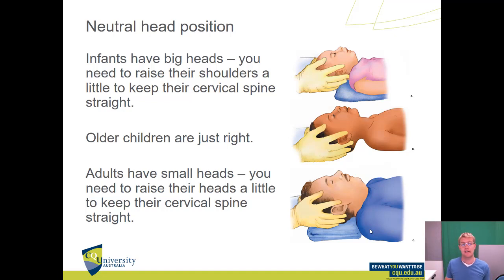Now, older children are anatomically perfect to just lay on their back. They're nicely balanced. Adults tend to have relatively small heads compared to their body. So you do the opposite of what you would do for a child. You just raise their head up a little bit on a towel, and it will keep their C-spine nice and straight, in a straight line down their whole body.